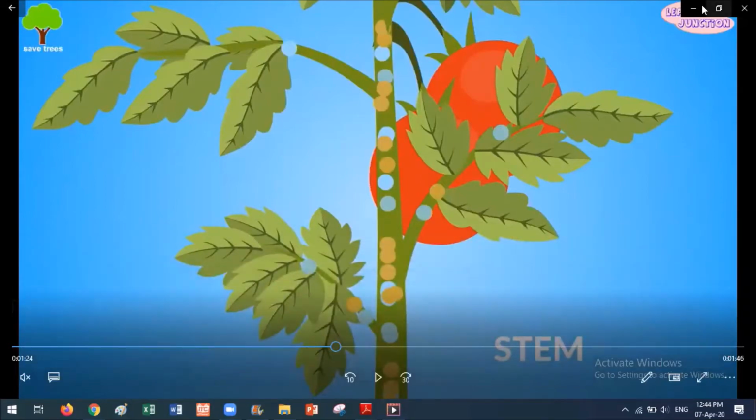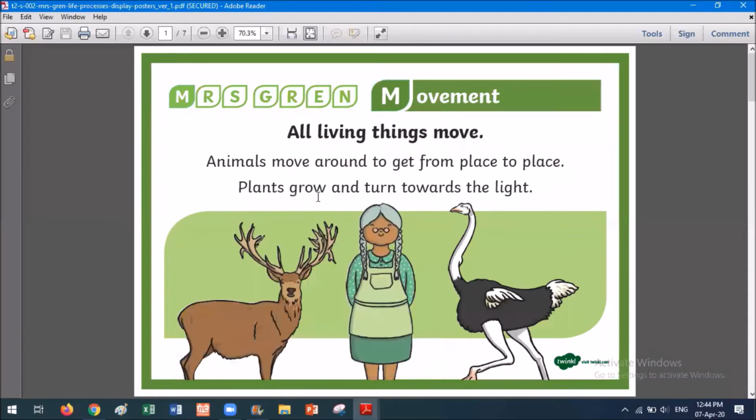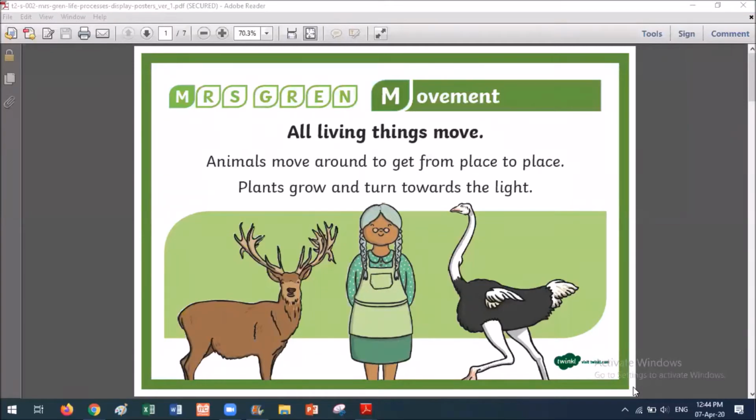Thank you, Mohammed. Okay, so now we know that we have a couple of different types of movement for plants. We have them moving towards the light, and we also have the food and the water which is traveling up and down the stem. Very, very nice.